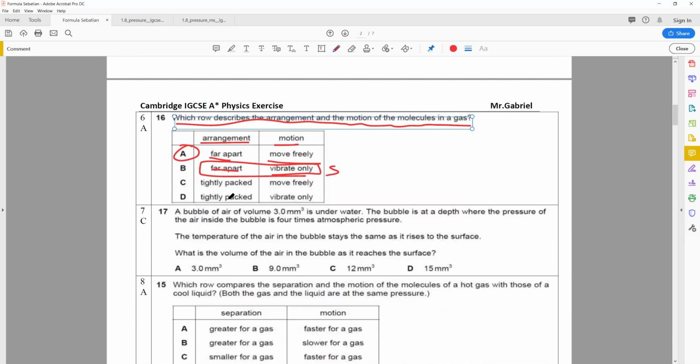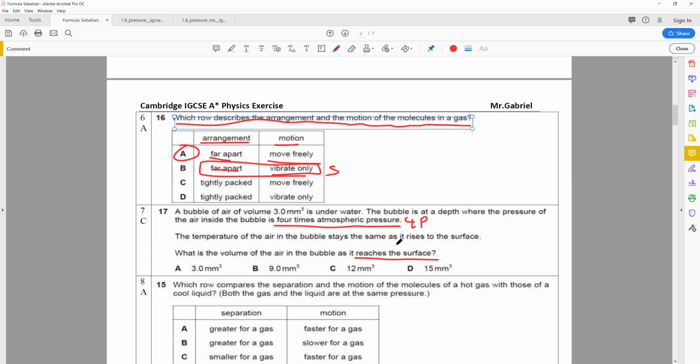Then after that, what does this question want? A bubble of air of volume 3 mm³ is underwater. The bubble is at a depth where the pressure of the air inside the bubble is 4 times the atmospheric pressure. Okay, it's 4 times the atmospheric pressure, basically 4P. The temperature of the air in the bubble stays the same and it rises to the surface. What is the volume of the air in the bubble as it reaches the surface?